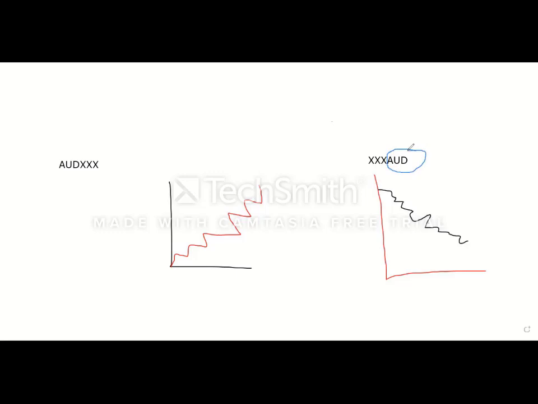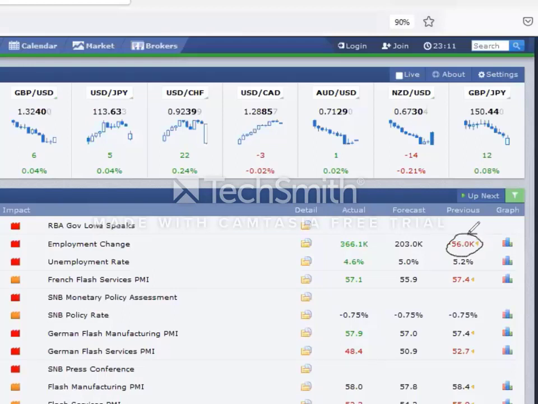So you're making a decision based on the news, which is fundamental analysis as defined earlier. The trading decision you make is based on the news. The news is telling you the Australian dollar has been strengthened by the unemployment rate and the employment change. Employment change increased from minus 56.0K to 366.1K. This is a massive increment on this currency. So therefore your trading decision should be the strength of the Australian dollar.